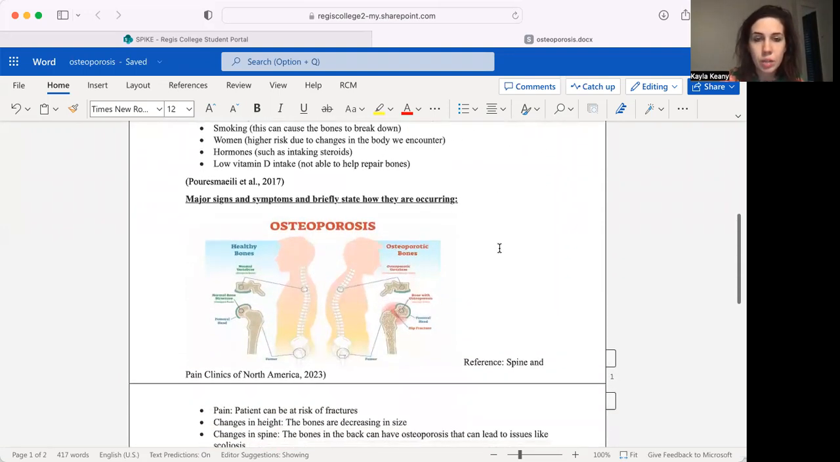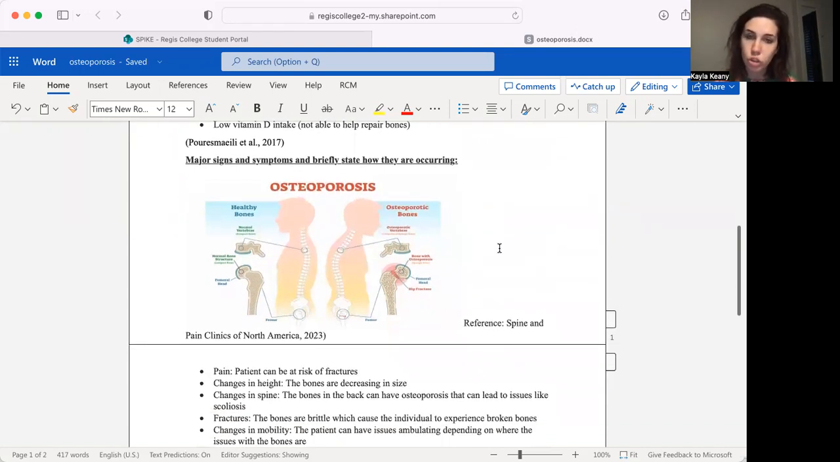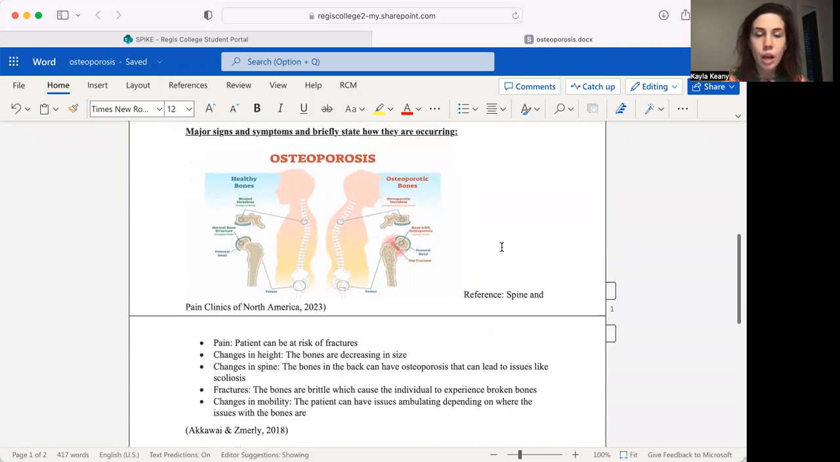Major signs and symptoms. The picture displayed by the Spine and Pain Clinics of North America on the left-hand side shows healthy bones with a normal vertebrae and bone structure, and then the osteoporotic bones as well. The vertebrae isn't straight, it's curved, and you can tell by the bones and what's inside of them how it looks different. But the major signs and symptoms are pain.